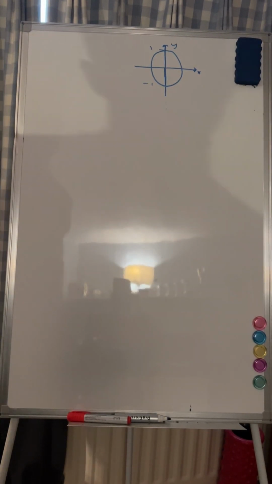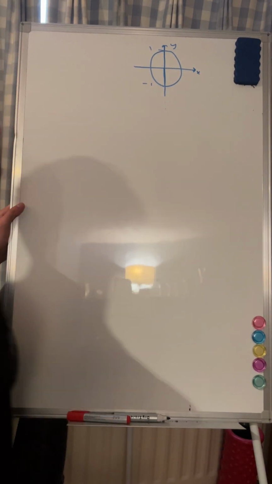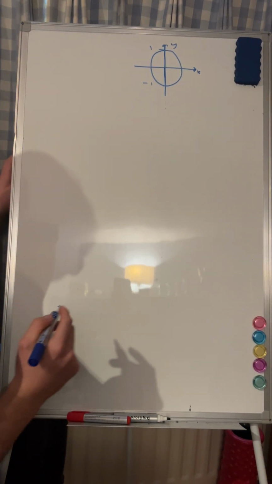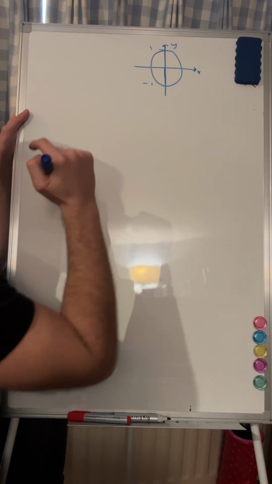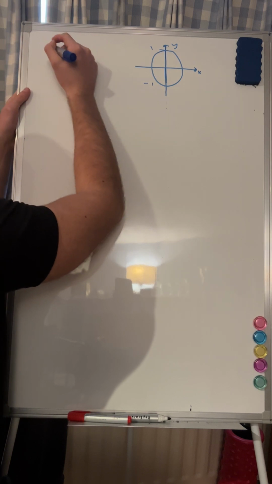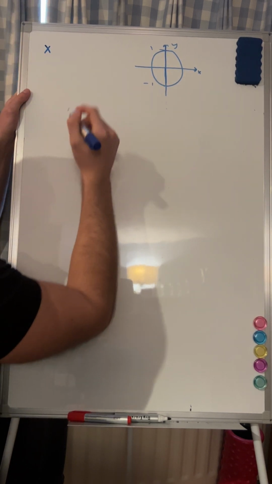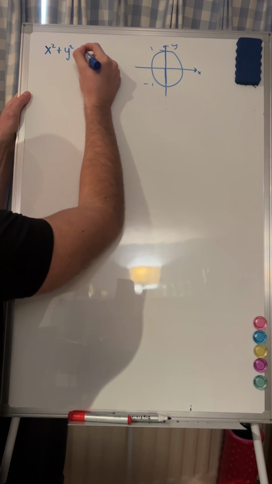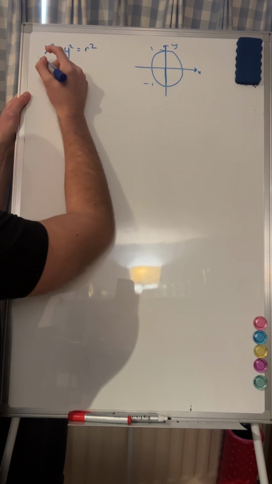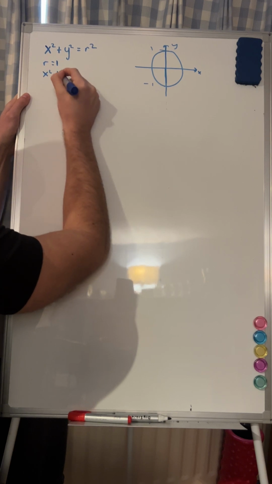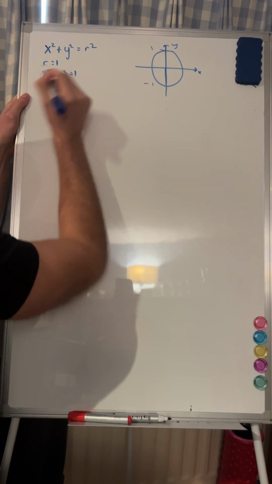Right, today we are going to be using integration methods to work out the area of a circle. So we have a circle here with radius of 1. The centre to the outside of the circle is 1, so the radius is 1. And the equation of this circle is x squared plus y squared equals r squared, where r equals 1. So x squared plus y squared equals 1.